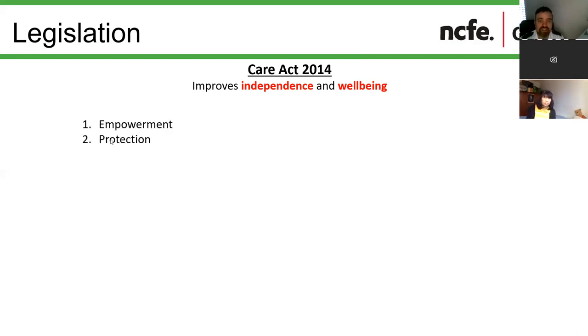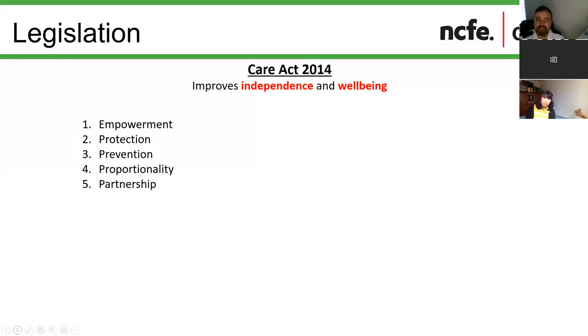So we can do that by empowering people. So truly looking at what they can't do and promoting their independence. And that takes creativity and time. So looking at equipment and adaptations to promote independence fully. We then have to look at protection. So again, DoLS, Liberty Protection Safeguards. Prevention, what can we stop from happening? So that's that health promotion bit.